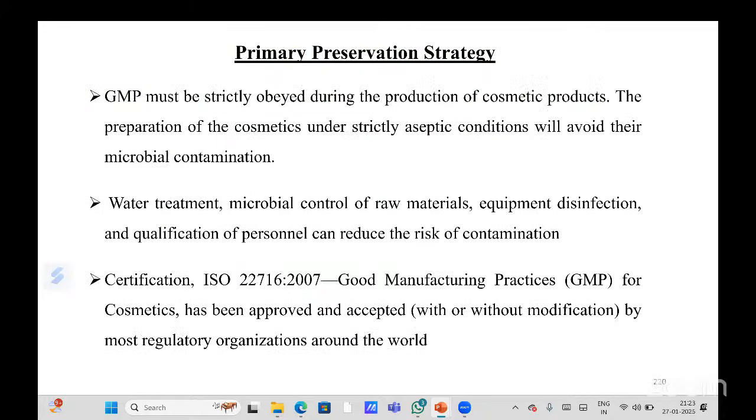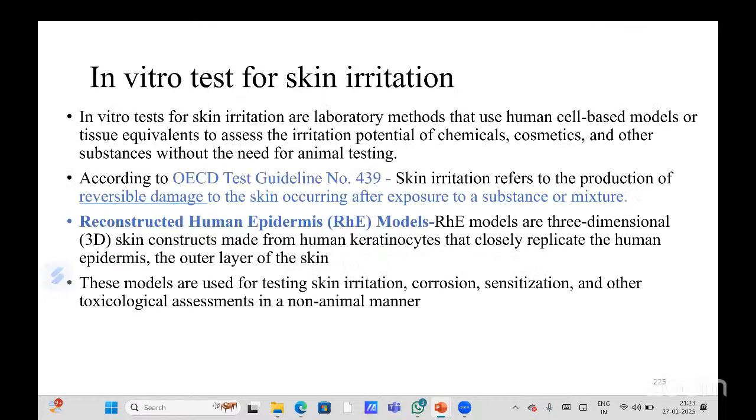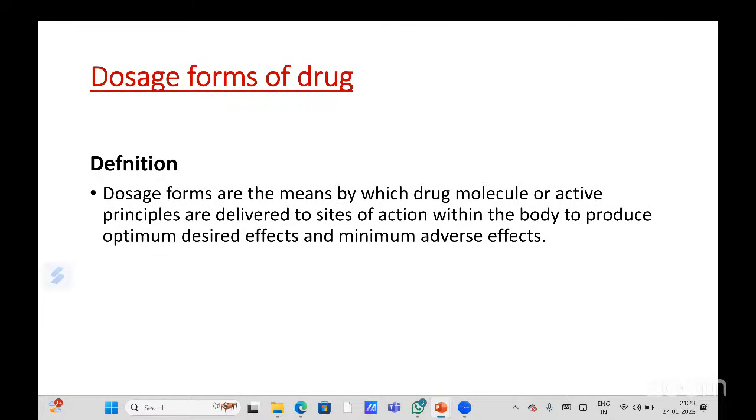You may get a 5 marks question in relation with this topic, that is cosmetology. And in this topic only, we have one more topic, that is dosage forms. So what is a dosage form of a drug? Dosage forms are the means by which a drug molecule or active principles are delivered to sites of action within the body to produce optimum desired effect and minimum adverse effect. This is the definition of a dosage form.